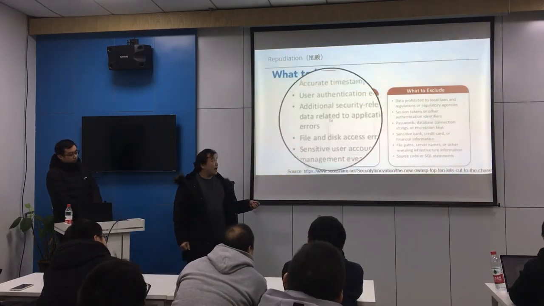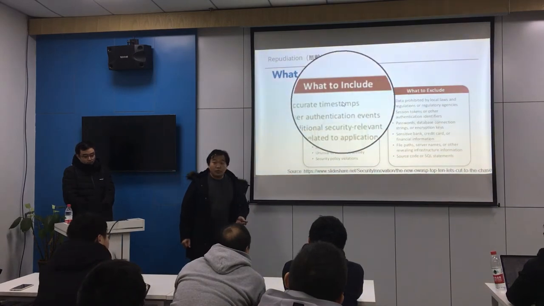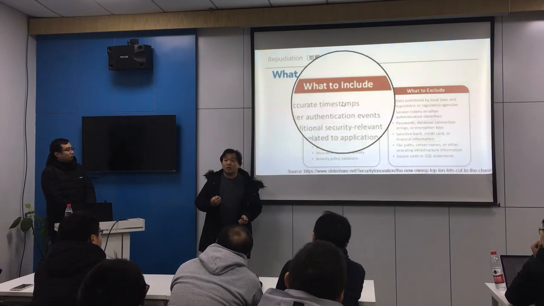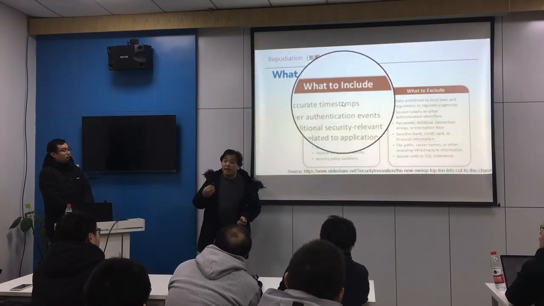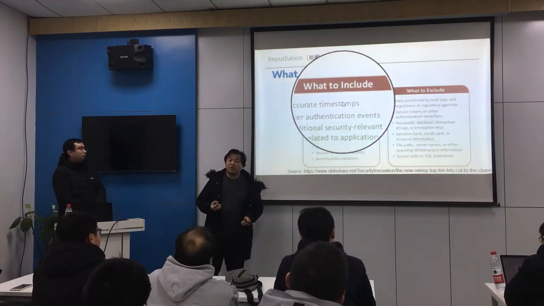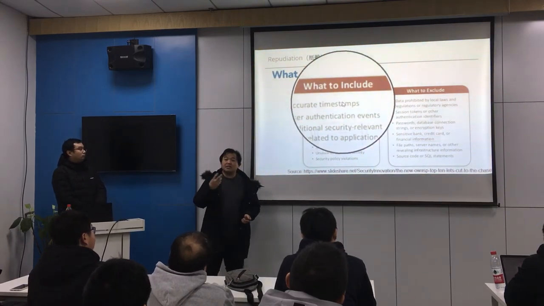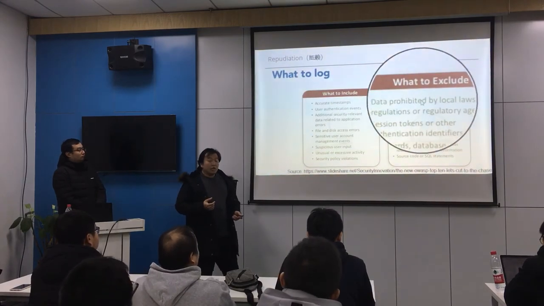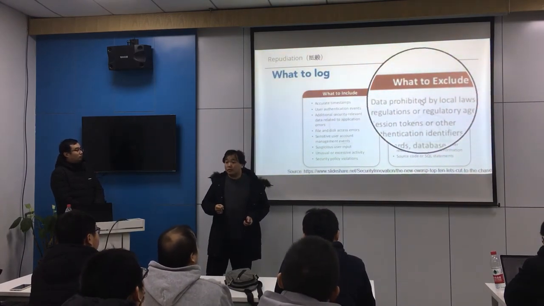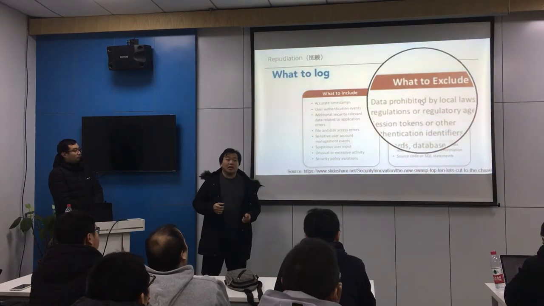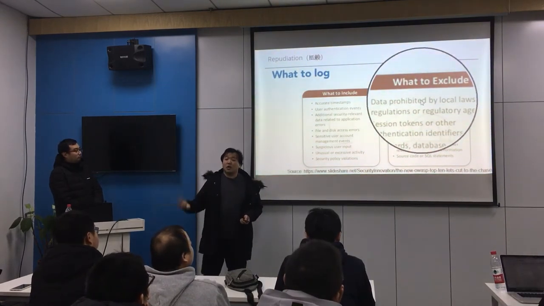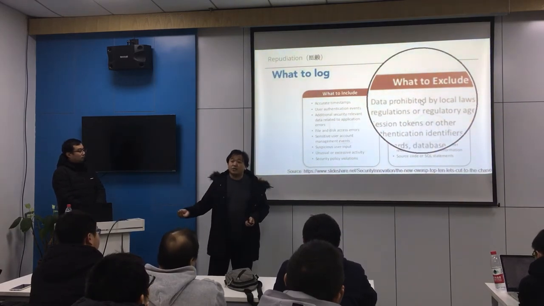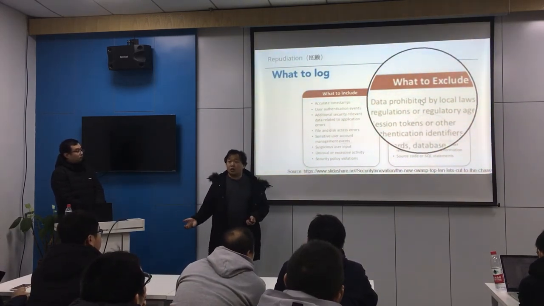I just want to highlight very quickly what to include and what to exclude. The things that you want to include in your logs and monitoring will be timestamps, access logs, all the information that would help you in understanding what is happening with your system. And equally importantly is what to exclude. You want to make sure that you don't log sensitive information. Because if you log sensitive information, then the attacker now has a different place to get sensitive information, which is your logs.